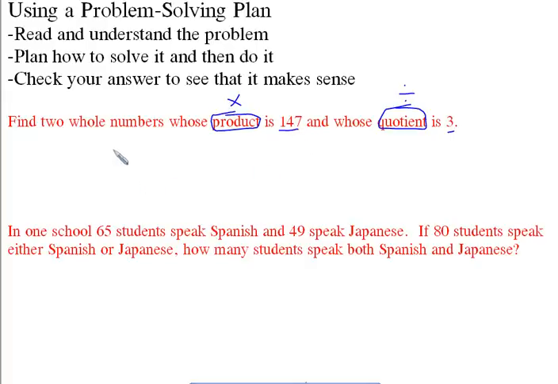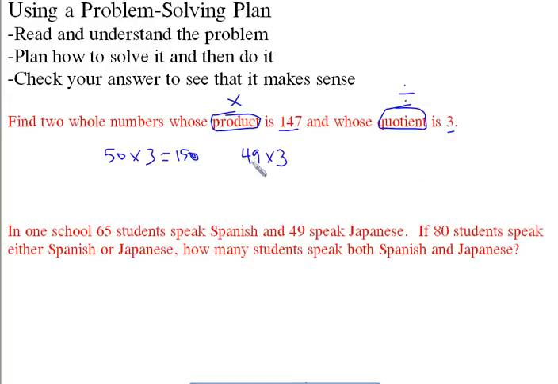Well, let's try 50 times 3. Well, that's not going to work. That's 150, so that does not work. We haven't gotten there yet. So let's try 50. We can say, well, that's 3 less, so it's got to be 49 times 3. And we see that the product works, but now we've got to check if the quotient works. Does 49 divided by 3 equal 3? No. So we know we somehow have to switch this number around.